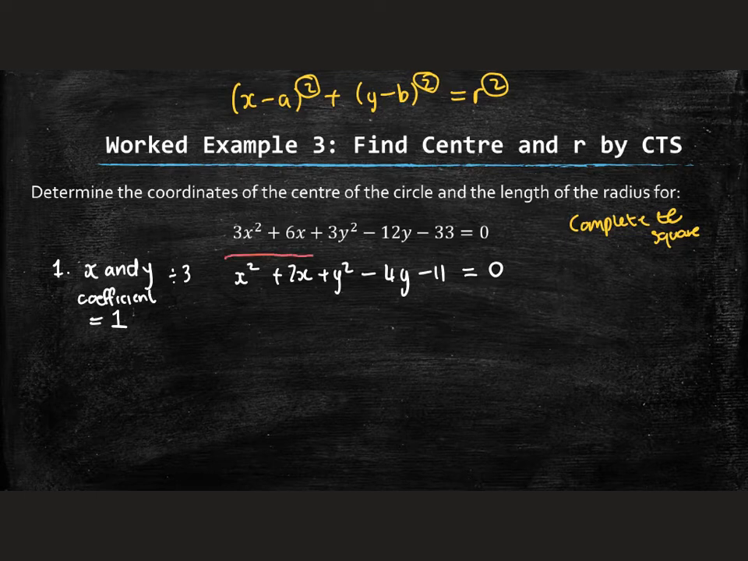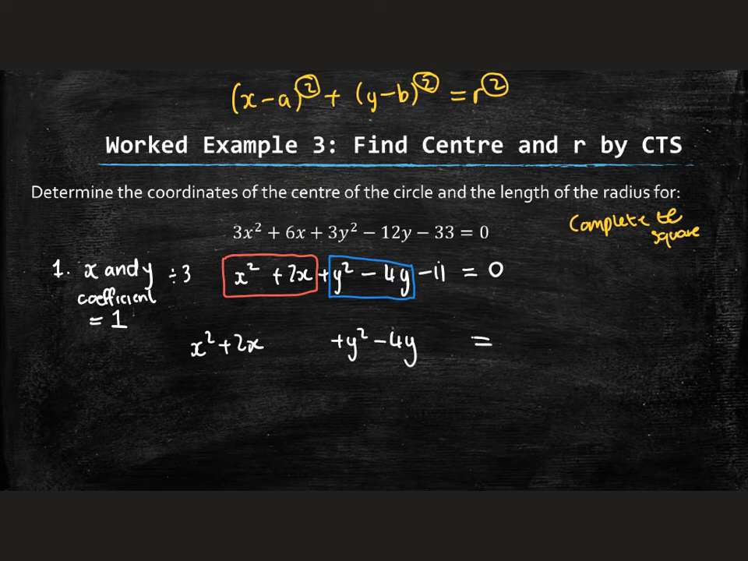I'm now going to do this in pieces. I'm going to deal with the pieces that relate to x with a red bracket. I'm going to deal with the pieces that relate to y in a blue bracket. And I'm going to kind of do the white stuff along the way. So pay attention. Let's tidy this up. Let's rewrite it. x squared plus 2x. I'm going to leave a space. y squared minus 4y. Leave a space. And I'm going to move the 11 over.